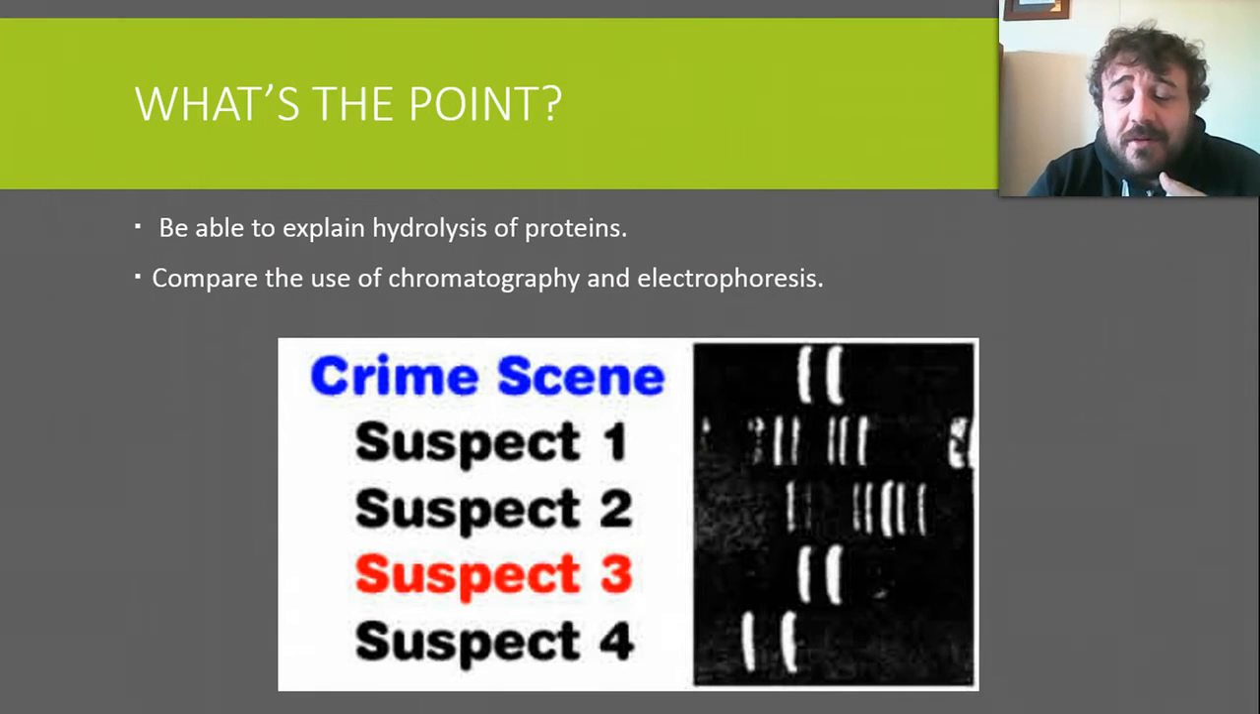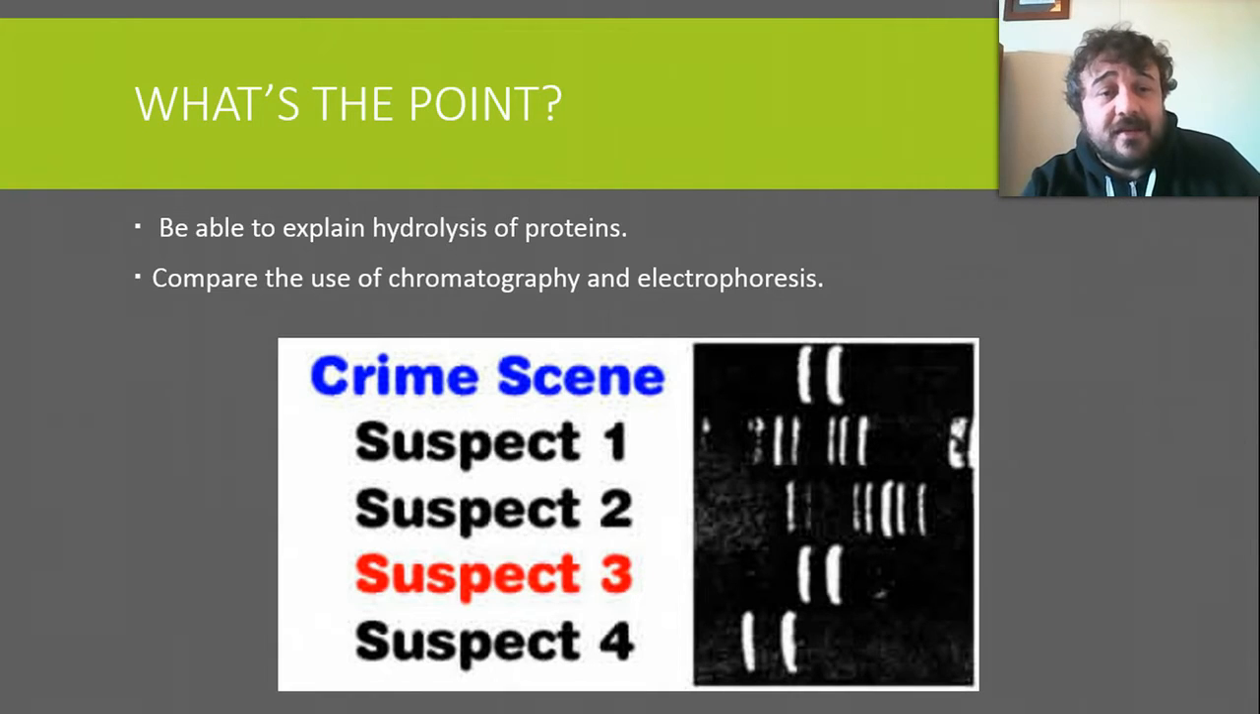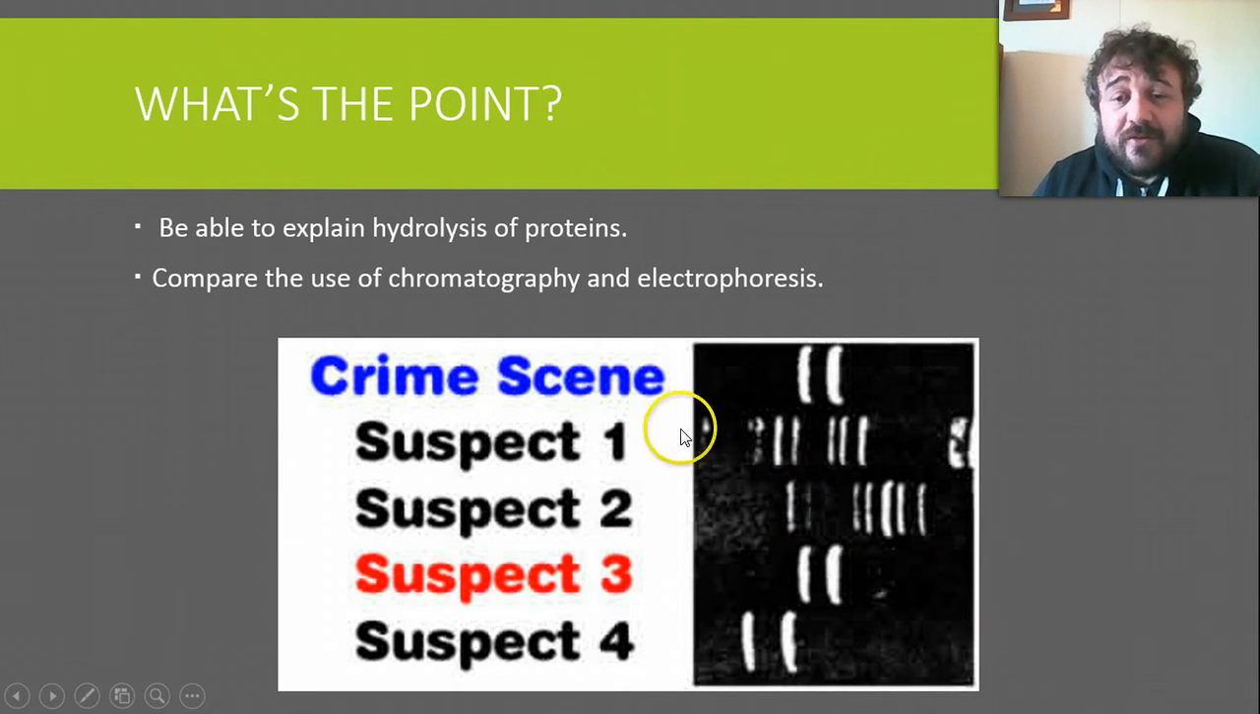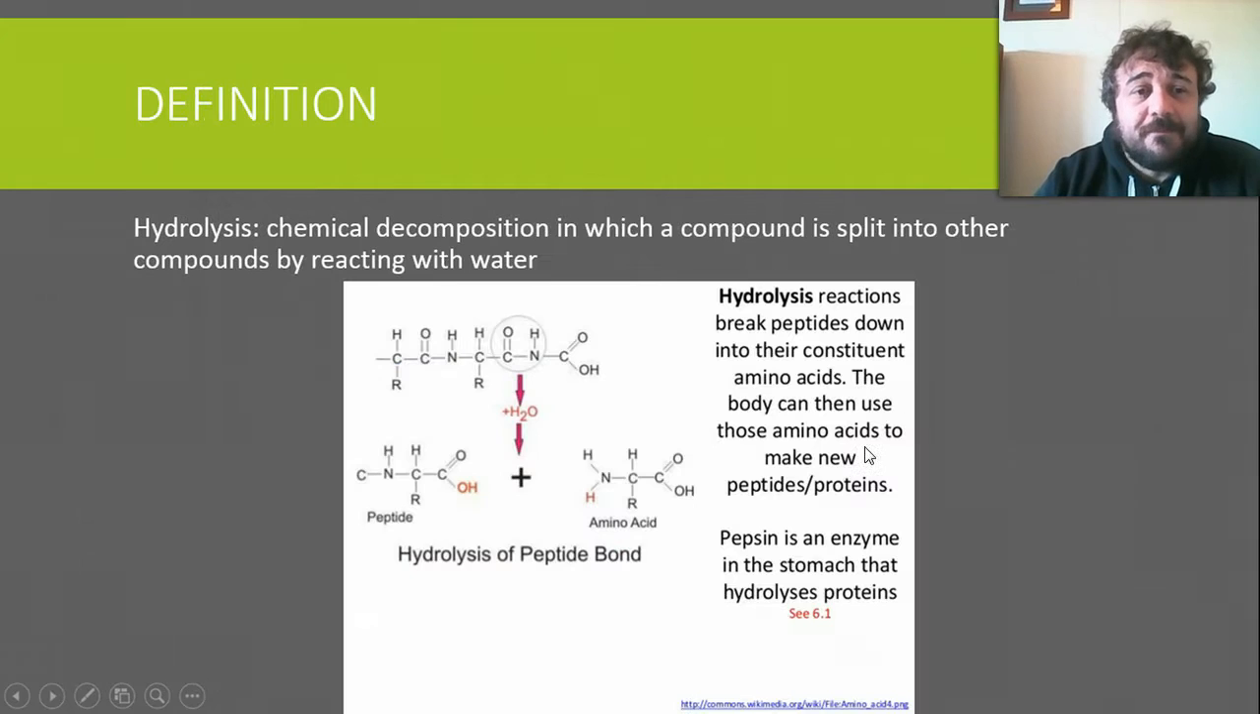In this one, we're going to talk about hydrolysis of proteins, which we mentioned earlier, and then how we might use this to identify them. These are things you need to be able to explain, and you want to compare the use of chromatography and electrophoresis at the end. This one here is a picture of electrophoresis. It's of DNA, but it's roughly the same thing.